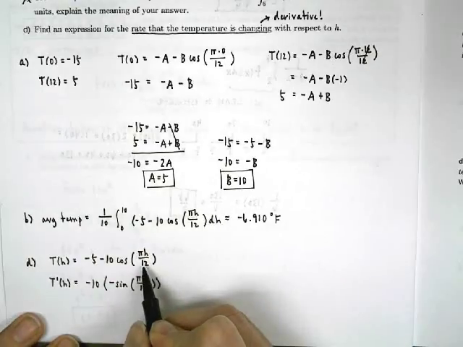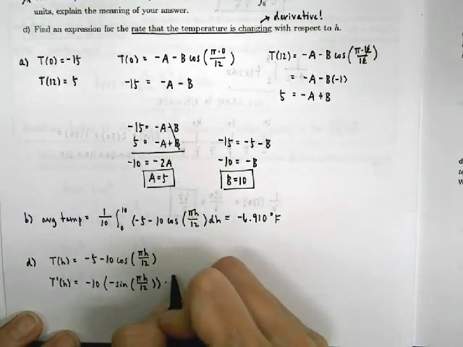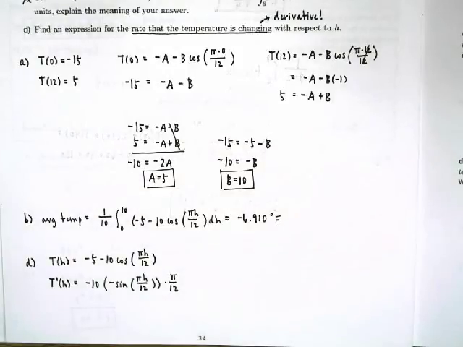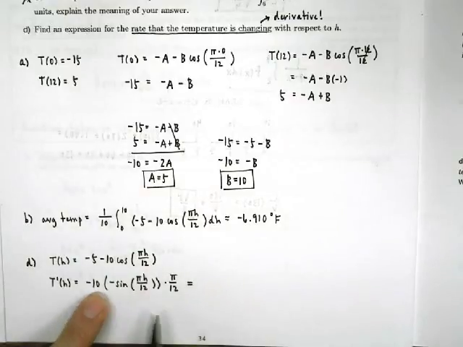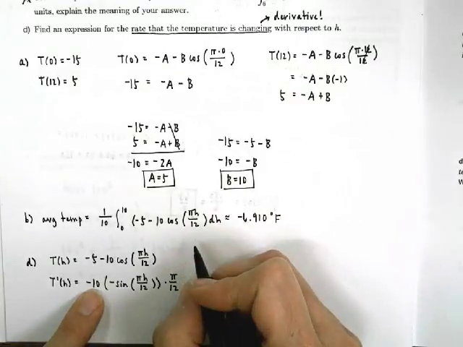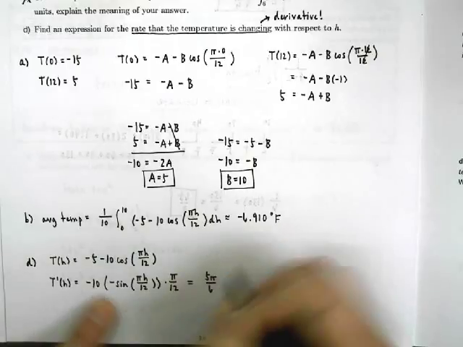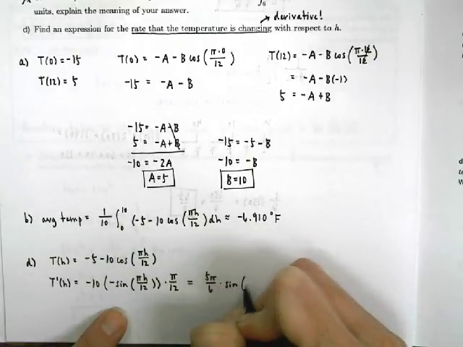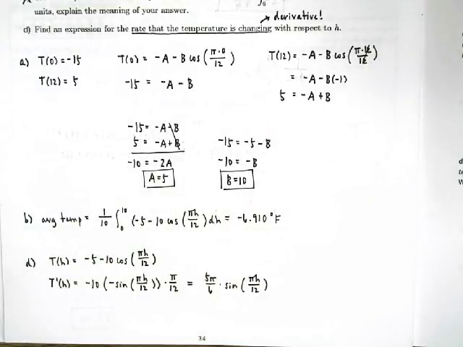And then I have to use chain rule. I have to take the derivative of the inside. Well, the derivative of pi H over 12 is just going to give me pi over 12. So now with some simplification, my negative times my negative is a positive. I know 10 over 12 I can reduce to 5 over 6. So let's see, I'm going to have 5 pi over 6 times the sine of pi H over 12. And that gives our derivative function. So that's it for the first problem.